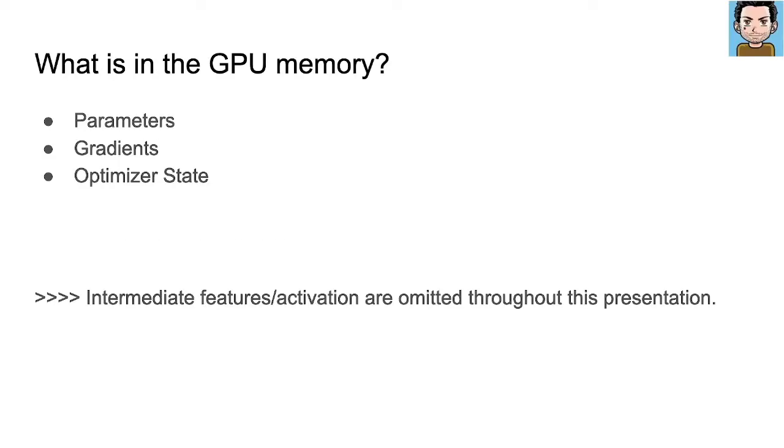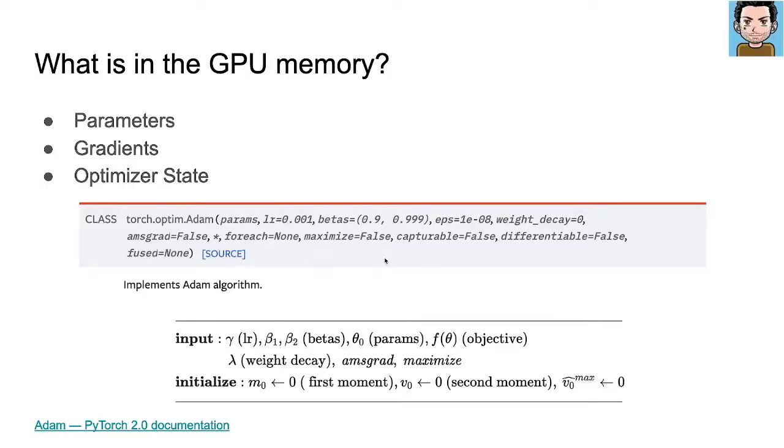FSDP. First, we need to understand what is stored inside the GPU memory when training a deep network. In this presentation, I will focus on the parameters, their gradients, and the optimizer state. It is important to mention that intermediate features and activations are also important and reside in the GPU memory. These are needed for backpropagation and they actually take much larger GPU memory. But for this presentation, I'm going to focus on the model itself and the optimizer state.